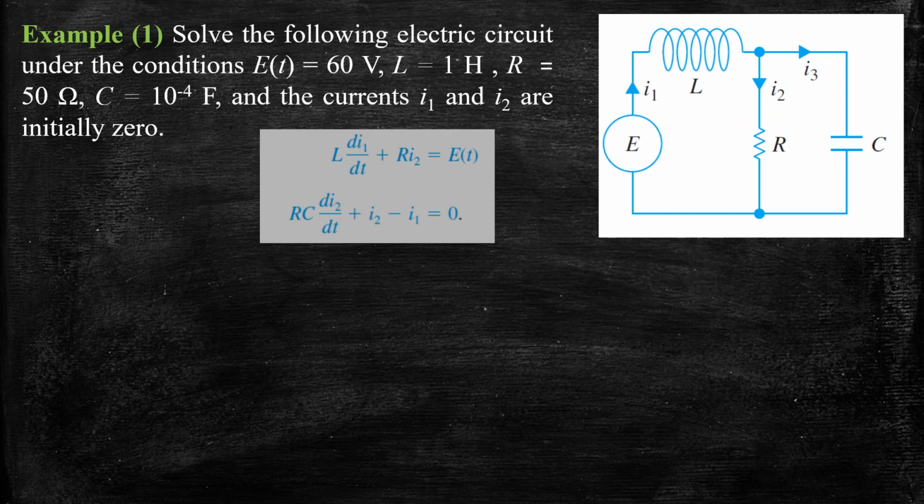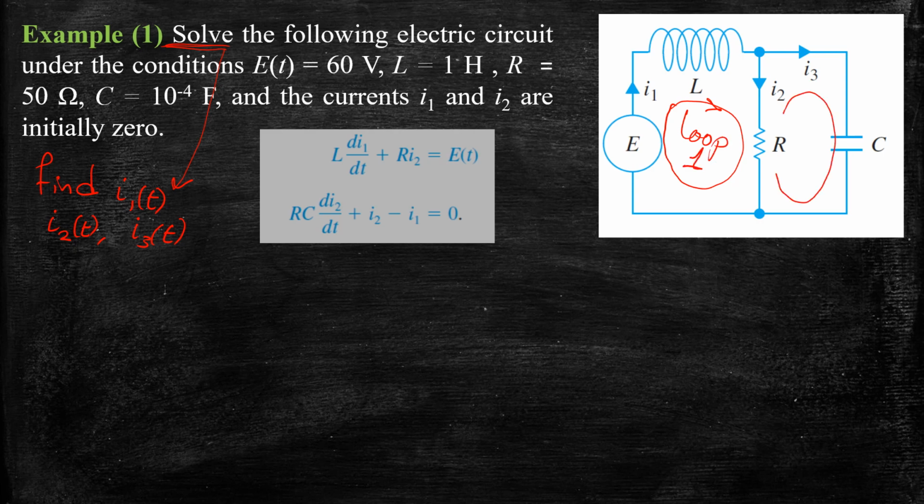So first, what I mean by solving this is to find the values of I1 of t, I2 of t, I3 of t. How can we do this? Initially, we can use loop analysis. We can use KVL at this loop. This is loop 1.